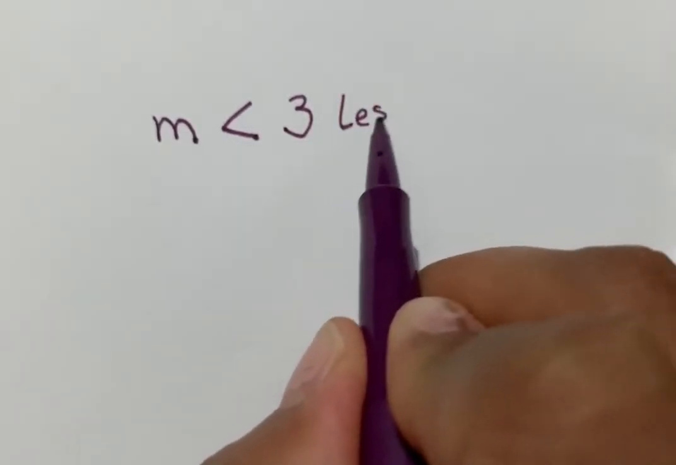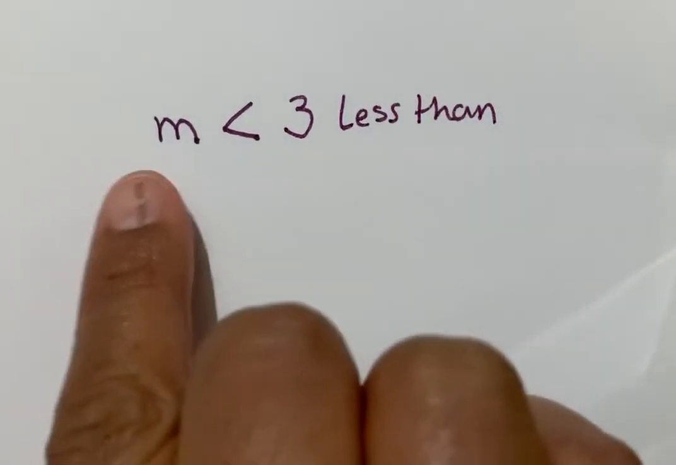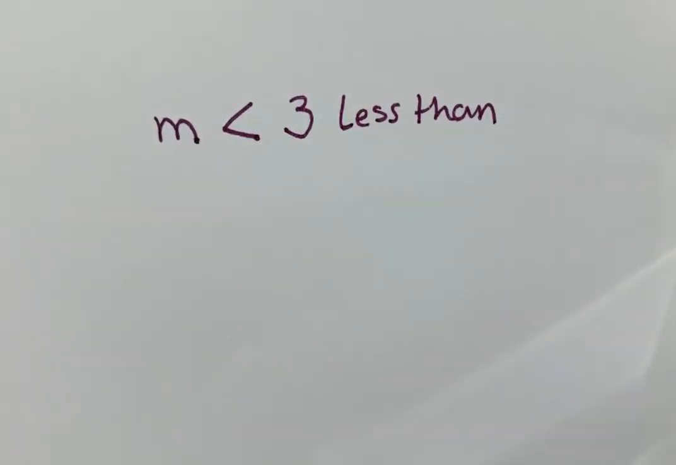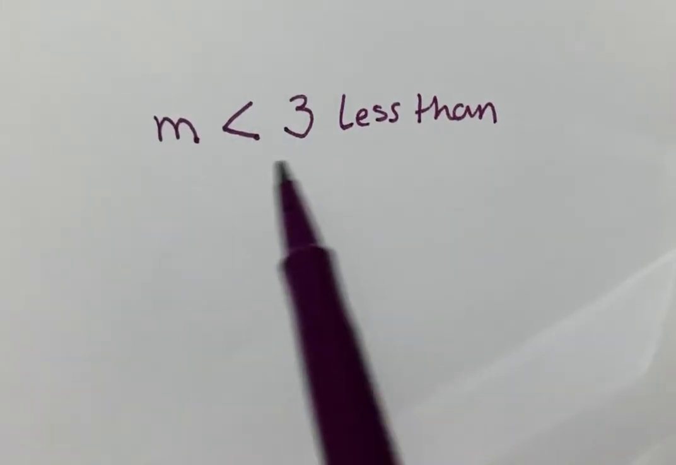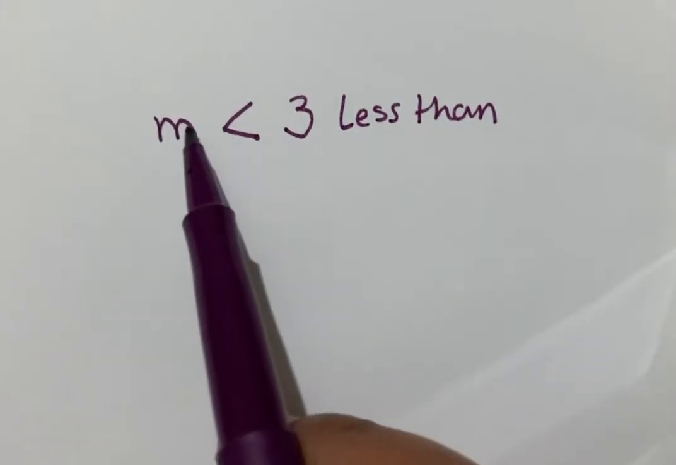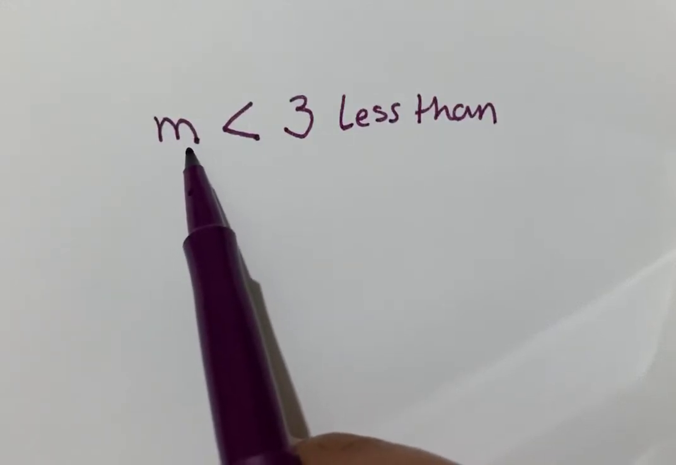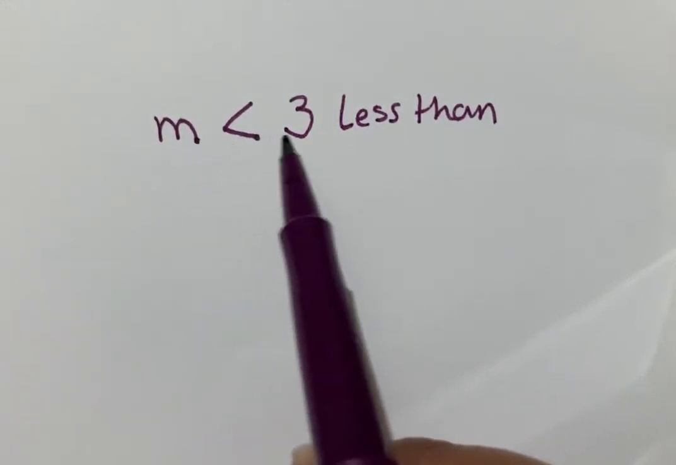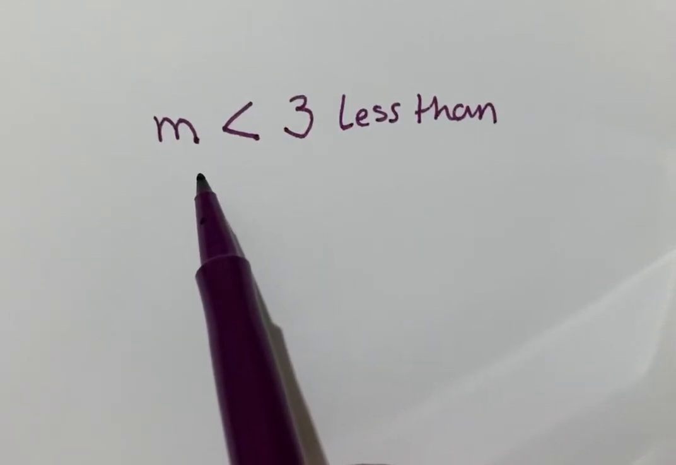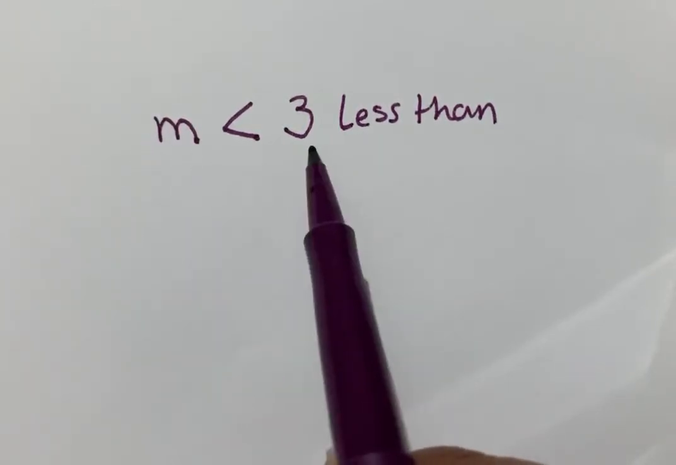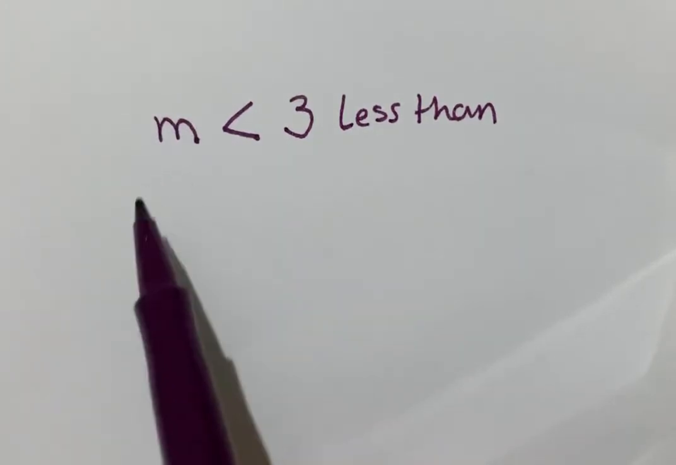In order to make this statement true, and this is less than, because the first value is less than the other. In elementary, you guys learned them as the alligators, and the alligator eats the bigger number. So in order for this inequality to be true, the only values that could work for m would be values that are less than 3. So it could be 2, it could be 1, it could be -5, it could even be a decimal like 1.5. All of those values that are less than 3 could be picked to replace m.